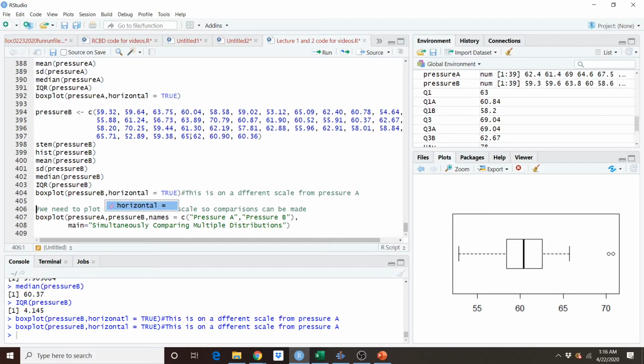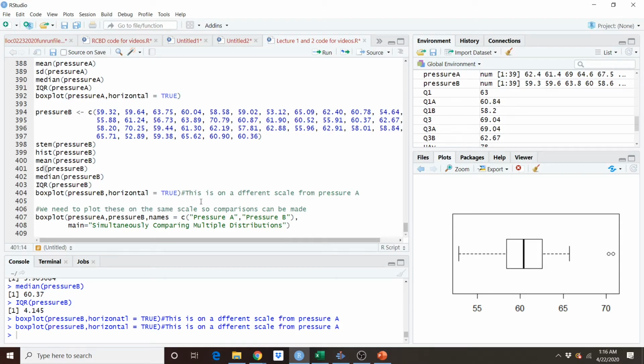Now let's take a look at our box plot, and let me make this horizontal as well. Now, we need to take a look at something. It looks as though there are at least two outliers here in our pressure B. This data looks definitely to be skewed to the right. But there is something else we need to look at.